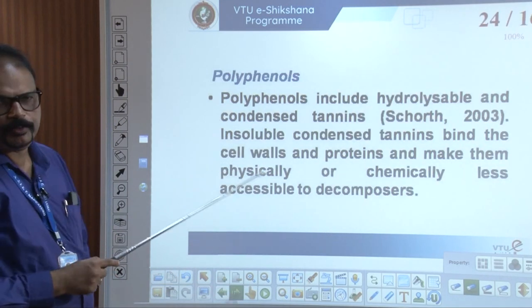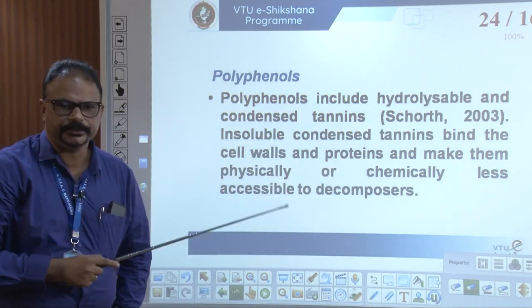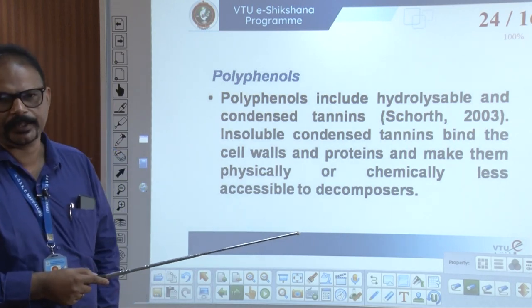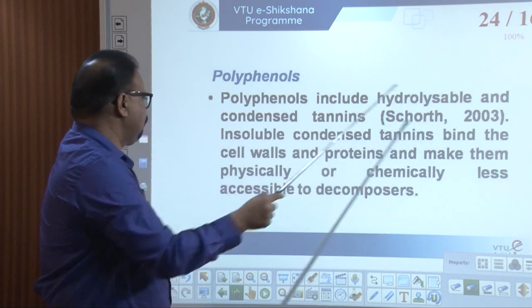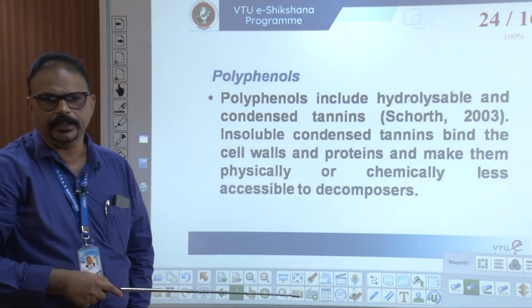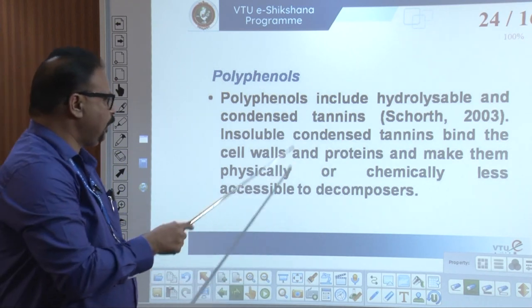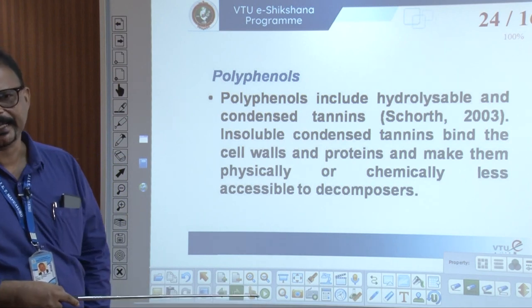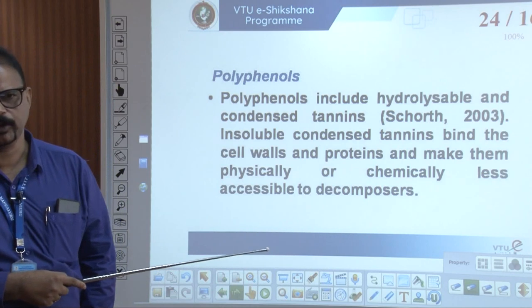Okay, we will finish. Polyphenols include hydrosoluble and condensed tannins. This scientist has told in 2003 that insoluble condensed tannin binds the cell wall and proteins and makes them physically and chemically less accessible to decomposers. Very, very important, polyphenol.